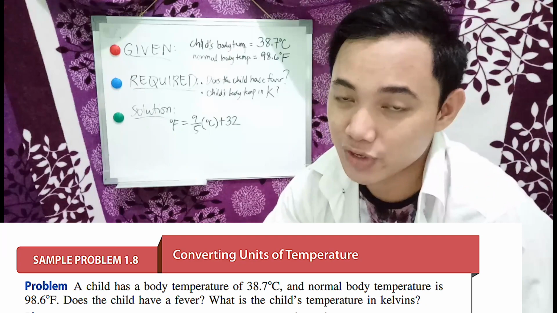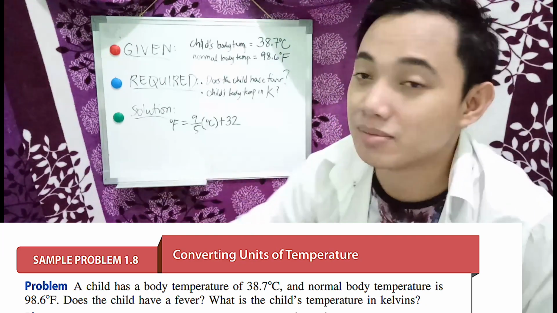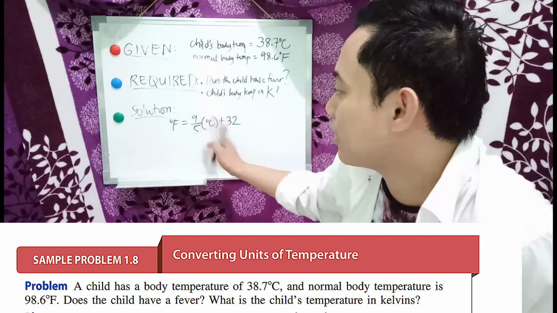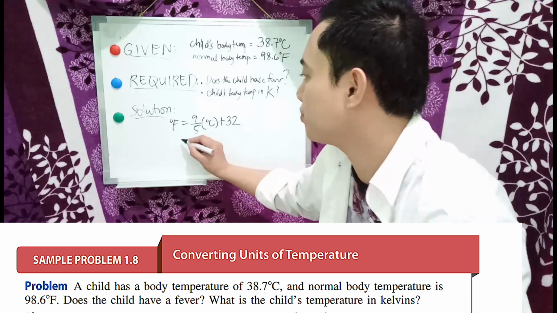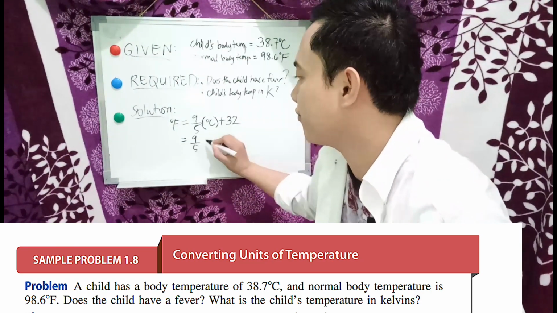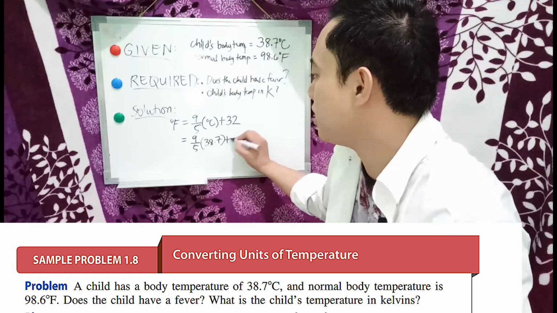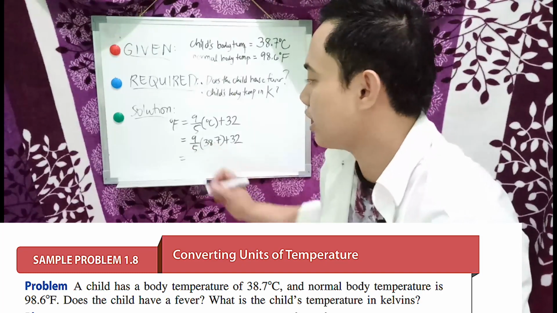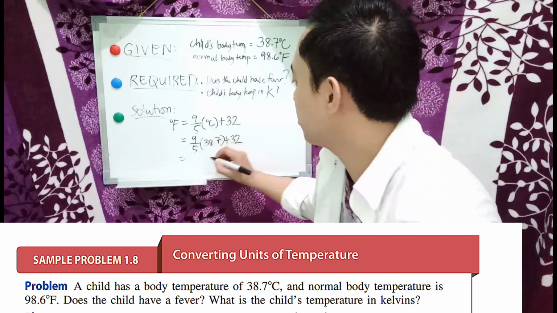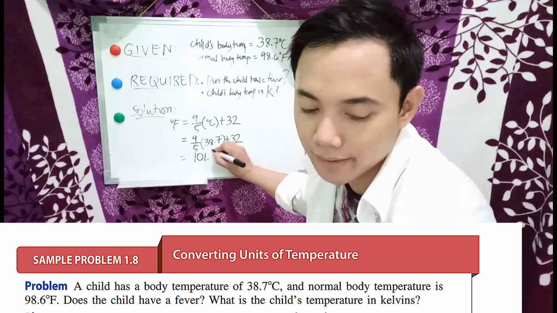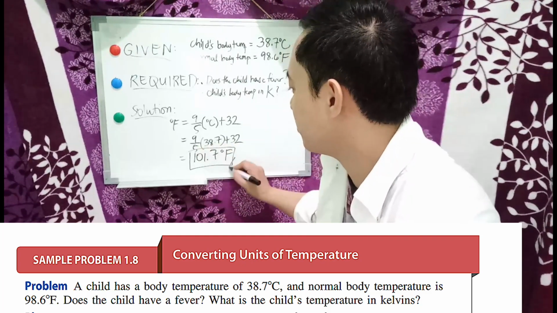So, pag degree Fahrenheit yung hinahanap natin, una-una yung 180 over 100. Kaya nagiging 9 over 5 siya kasi na-simplify na siya. So, 9 over 5 times degree Celsius, which is 38.7 plus 32. Ngayon, by doing the calculation, magiging sagot niyan is 101.7 degree Fahrenheit. Ito yung magiging result.